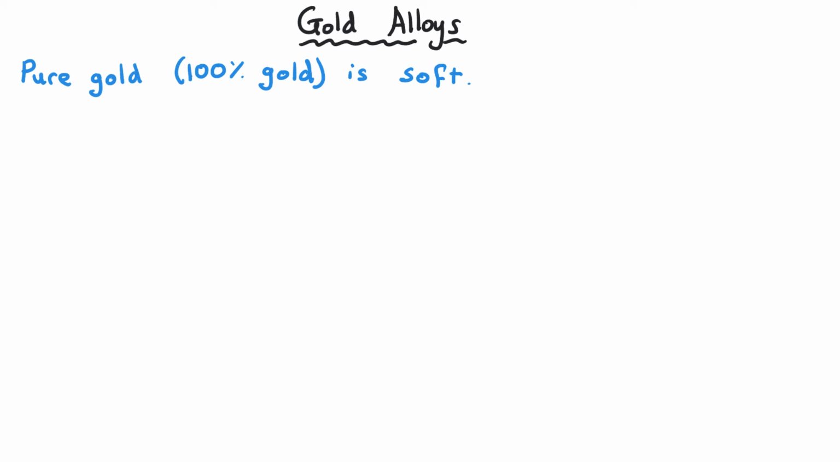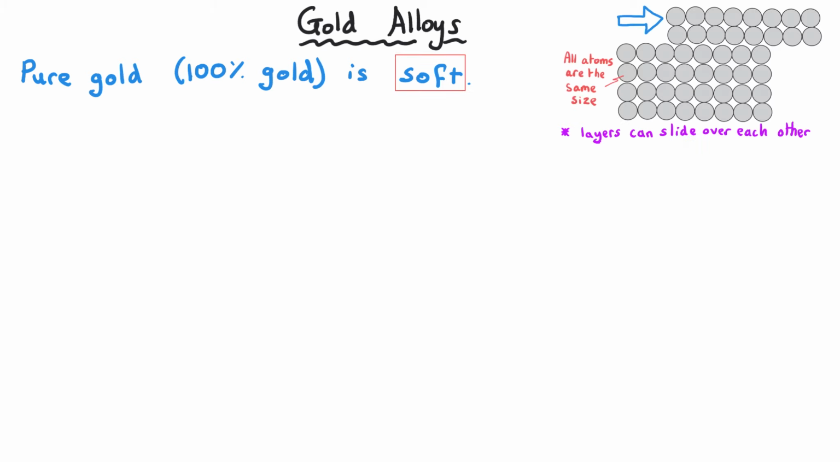The objects that we think about as being made from gold are often actually made as a gold alloy. And that's for a few reasons. Firstly, 100%, in other words, pure gold, is quite soft. And that's because all of the atoms are the same size and the layers therefore can slide over each other.